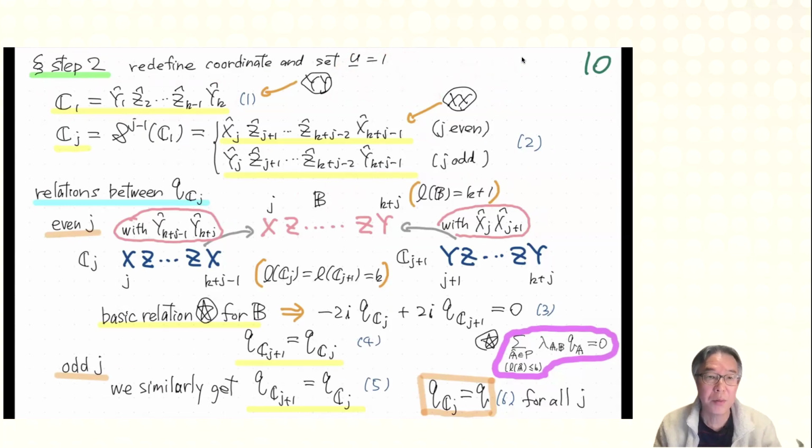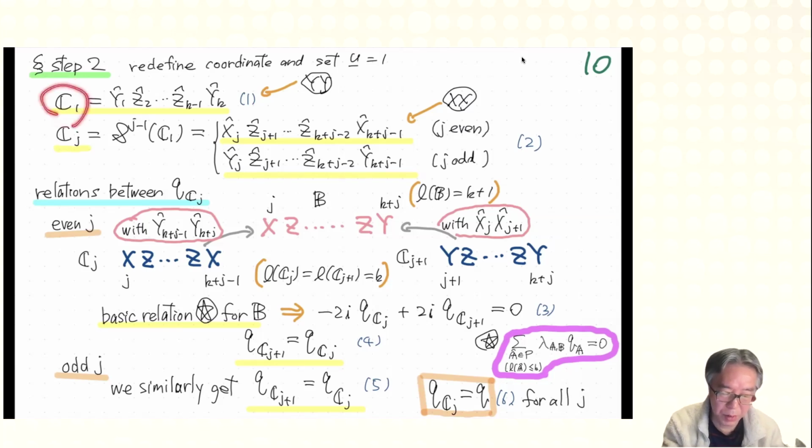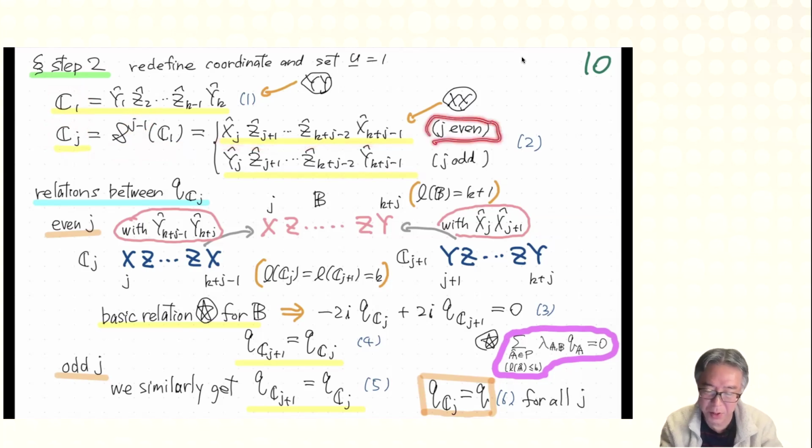But actually, we cannot simply treat C1. We also have to consider its Shiraishi shift Cj. And so Cj is defined like this by using j minus 1's Shiraishi shift. So this is 1's Shiraishi shift. When j is even, you have this form. When j equals 2, you start from x2 and you finally end at k plus 1 or something like that.